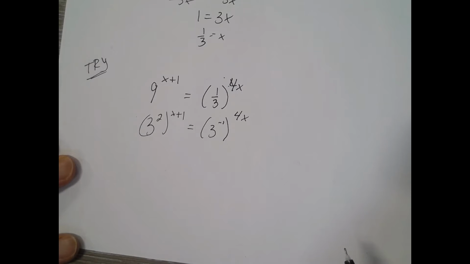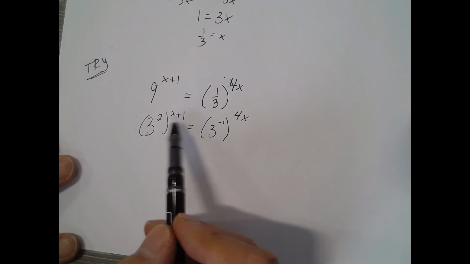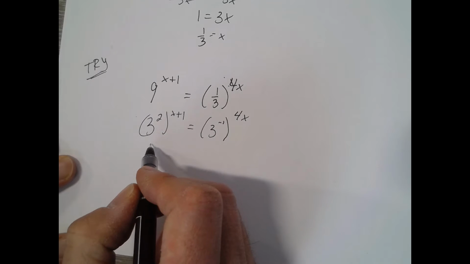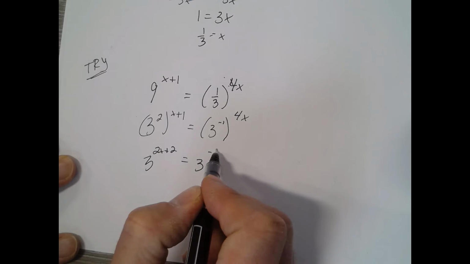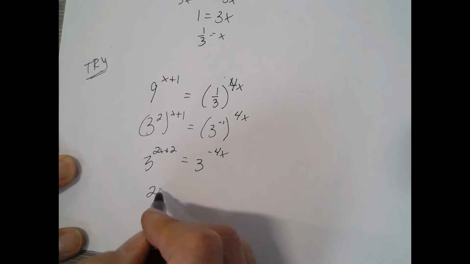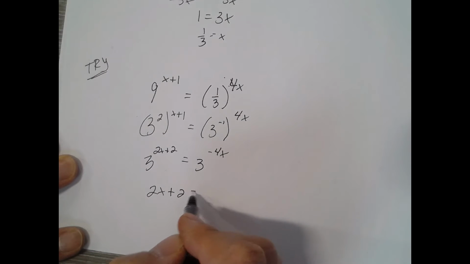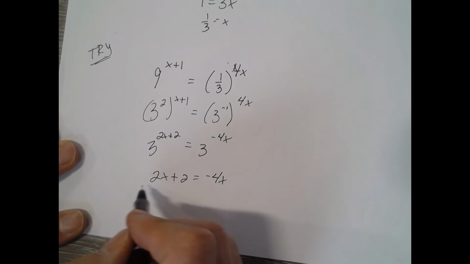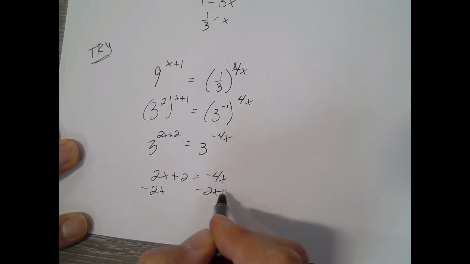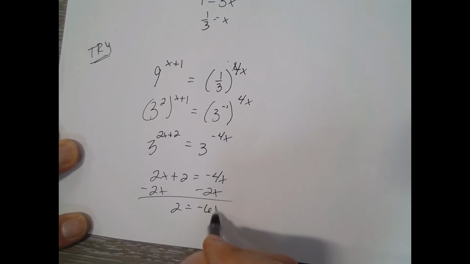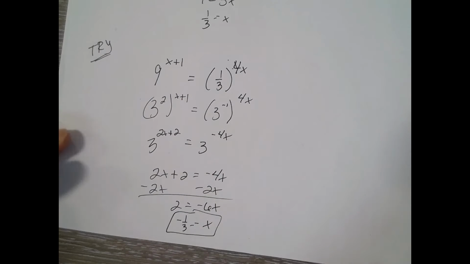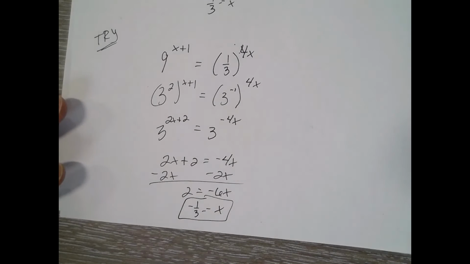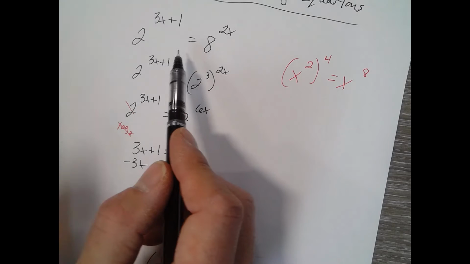Okay, once I get here, we do have to multiply the exponents. So it's 3 to the 2x plus 2 equals 3 to the -4x. So then you can say 2x plus 2 equals -4x. So x is -1/3. So far so good?